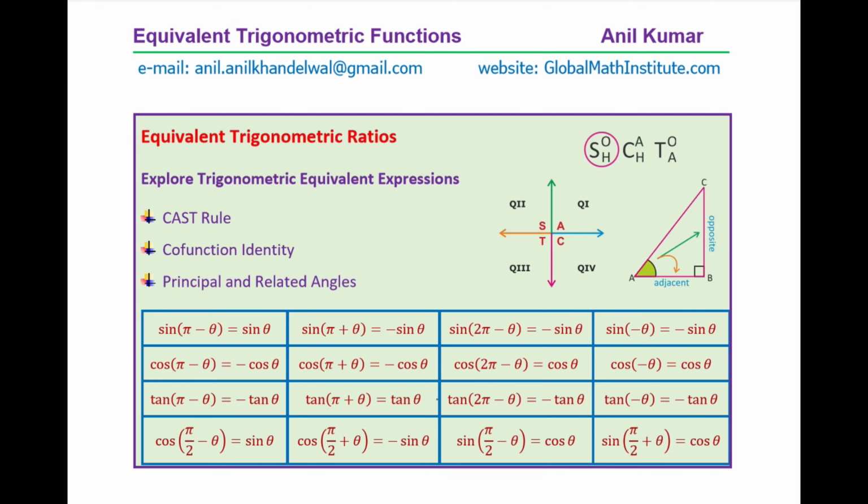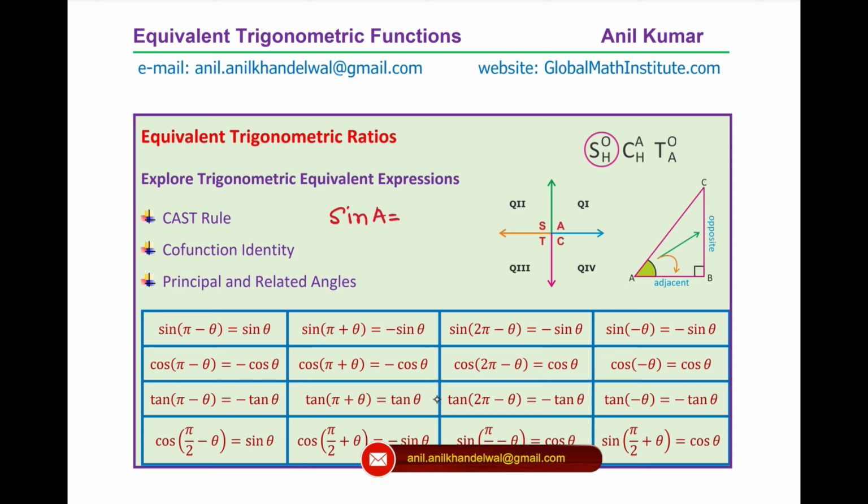I'll go through the basic concept just to remind you what you already know. You know SOHCAHTOA, the ratios of sine, cosine, and tan. Sine is opposite over hypotenuse, cosine is adjacent over hypotenuse, tan is opposite over adjacent. So in this right angle triangle, what is sine A? The sine of A is equal to the side CB over AC, or BC over AC, correct?